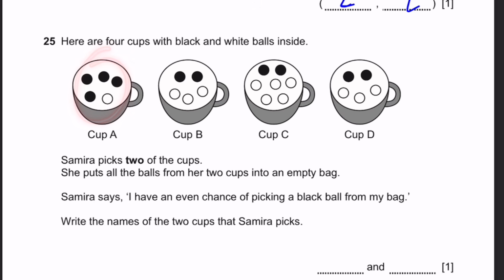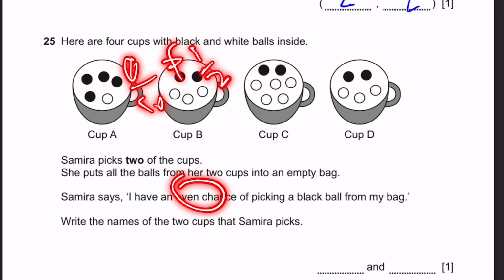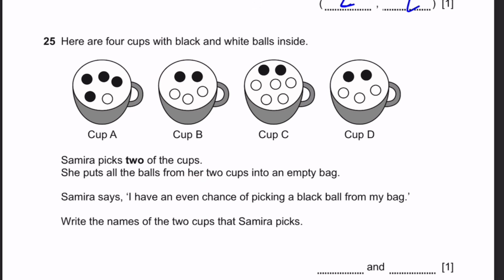Cup A has a total of 5 balls. Cup B has also 5. Add them up, we get 10, and there are 4 plus 2, 6 black balls inside this. 6 by 10 is not equal to a half, because even chance means a half. A and B is wrong. Now, let's see the next option, A and C. We can see that there's 5 and 7 here, so adding we get 12. And there's 4 plus 2, which is 6 black balls. 6 by 12 can be simplified to 1 by 2, which is an even chance. So the 2 cups that Samira picks are A and C. So well, that'll be our answer.